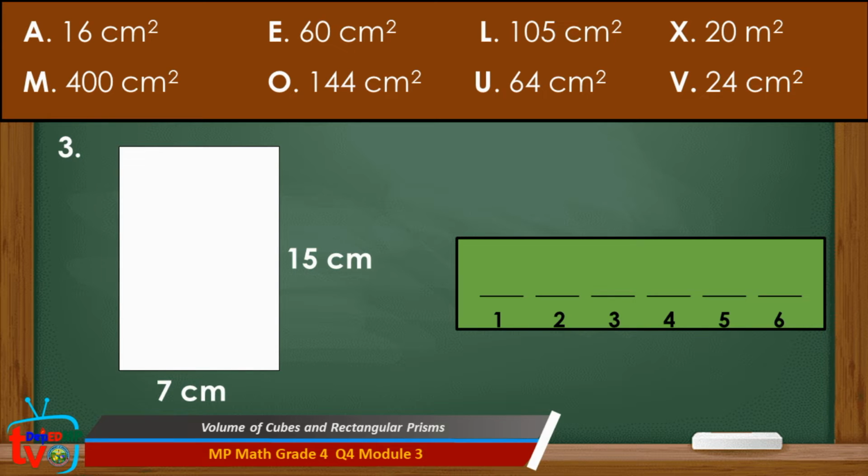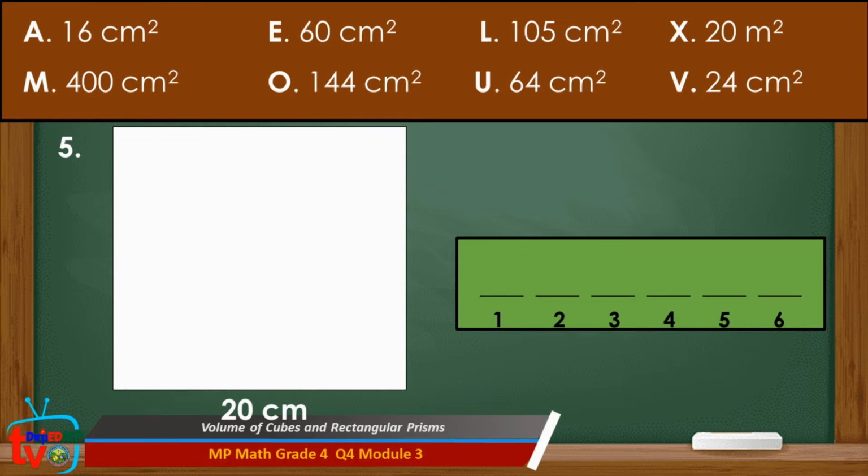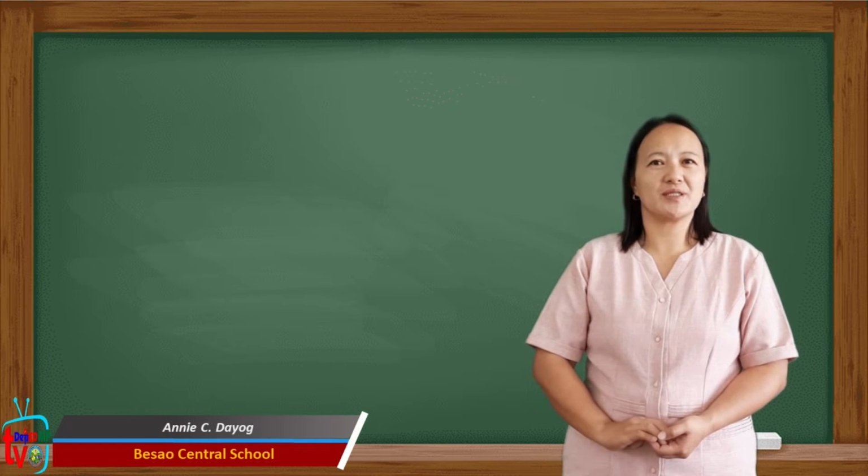Number 3. What is the area of a rectangle with a length of 7 centimeters and a height of 15 centimeters? Number 4. What is the area of a square with a side of 8 centimeters? Number 5. What is the area of a square with a side of 20 centimeters? Number 6. What is the area of a rectangle with a length of 10 centimeters and a width of 6 centimeters? What word is formed?